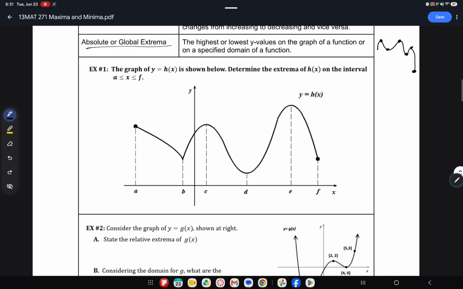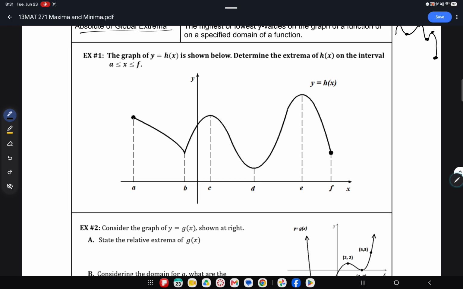All right, so let's look at an example. So we have a graph here. Determine the extrema on the interval from A to F. Okay, so we have this point here, I would say, is a relative minimum because it's a minimum in comparison to the points right around it. Here, I'd say we have a relative maximum because it's really high compared to the ones around it. And we have another relative minimum right here.